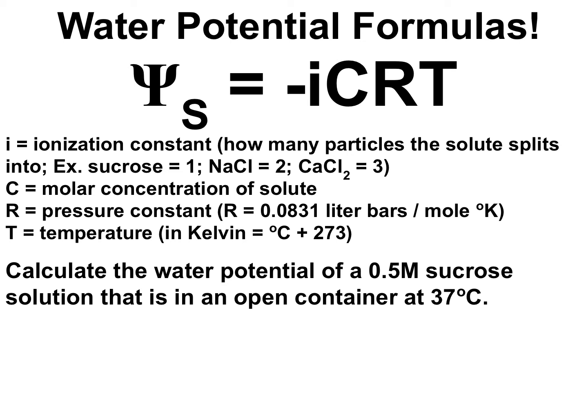Now, C is the molar concentration of the solute in the solution, and R is something called the pressure constant. So as a constant, the value of this will always be the same and will always be 0.0831. Now, remember, this equation is given to you on your formula sheet, so you don't have to memorize the equation and you don't have to memorize this number either. And finally, T is for temperature, but the weird thing is that temperature is in Kelvin for this equation to work, which is the Celsius temperature plus 273. So use this equation to try this problem.